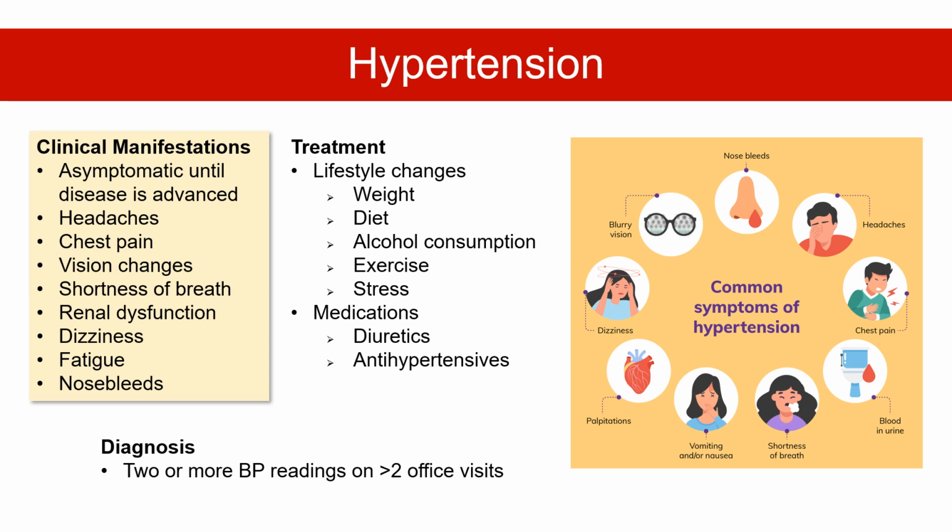So treatment: change lifestyle. So your weight, the diet, decrease or stop drinking alcohol, exercise, and decrease stress. Medications, possibly diuretics and antihypertensives. So how do we diagnose hypertension? You are going to need at least 2 blood pressure readings on 2 different office visits. So if a patient comes into the doctor's office and their blood pressure is elevated, they are not diagnosed with hypertension.